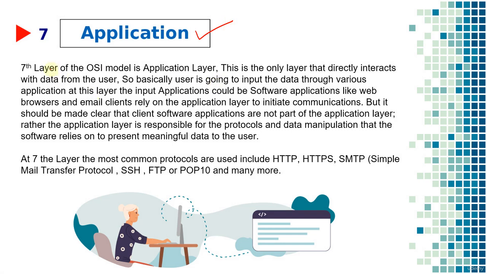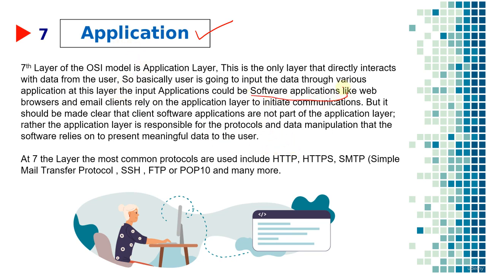So first let's read the paragraph. It says the seventh layer of the OSI model is the application layer. This is the only layer that directly interacts with the data from the user. It means that your end user, employee, or no matter who he or she is, is directly connected with your application layer. From there, he or she is going to give input. So basically, the user is going to input data through various applications at this layer.